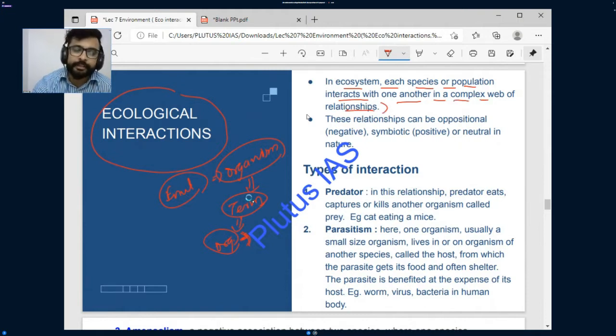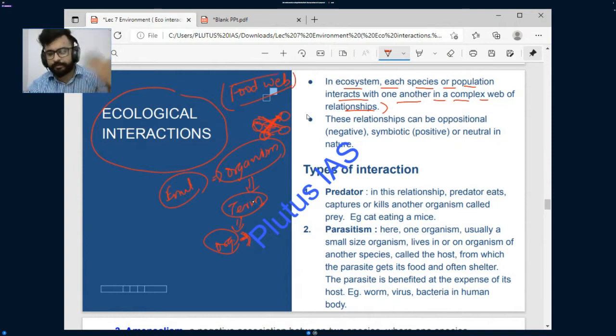It is not like that one organism is dependent on the other, or the other is dependent on just the first one. It is a complex web-like structure where there are many interlinkages, or what you can recall from your small classes, food web as a concept. We have seen such food webs in NCERT. ठीक है? So these relationships can be oppositional, that is, can be negative, can be symbiotic.